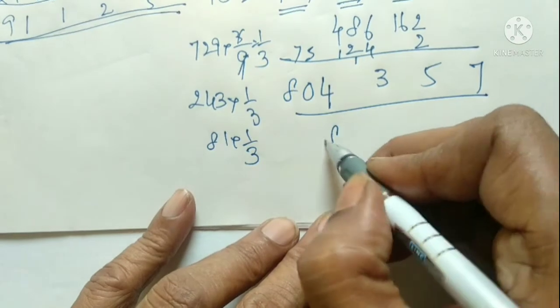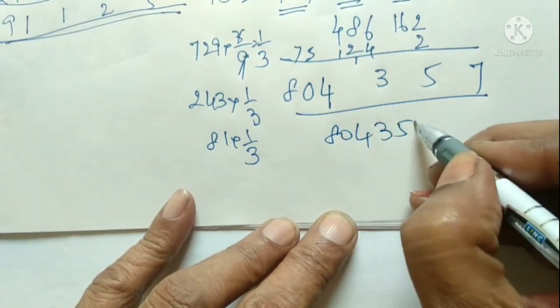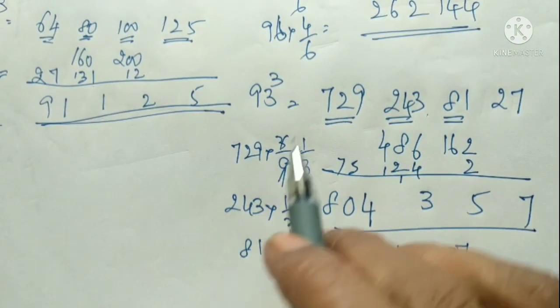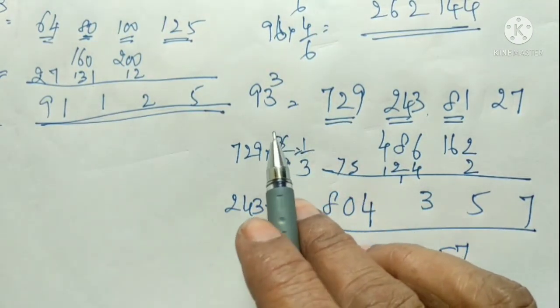So the answer is 804357. I think you have understood my concept of the shortcut for finding the cubes of a number.